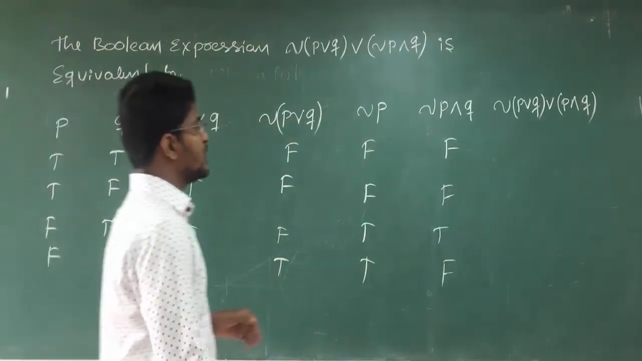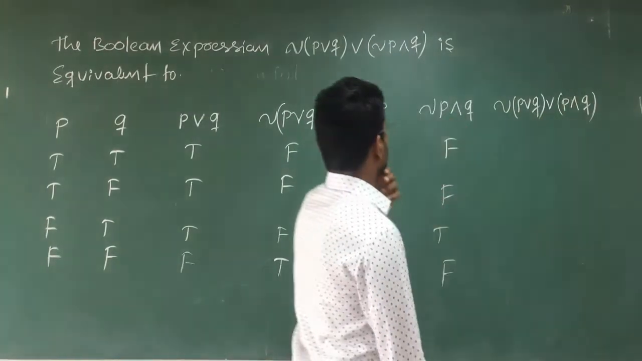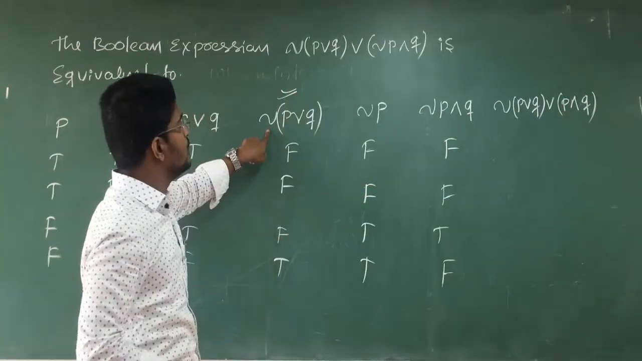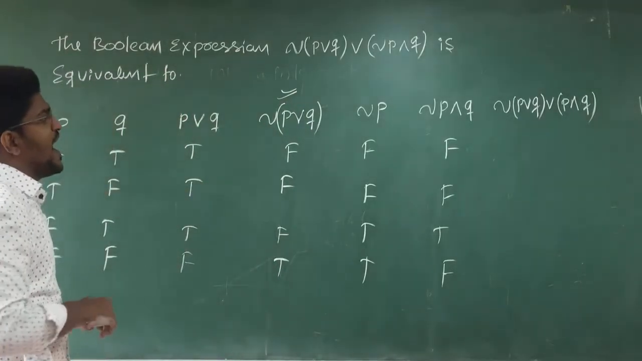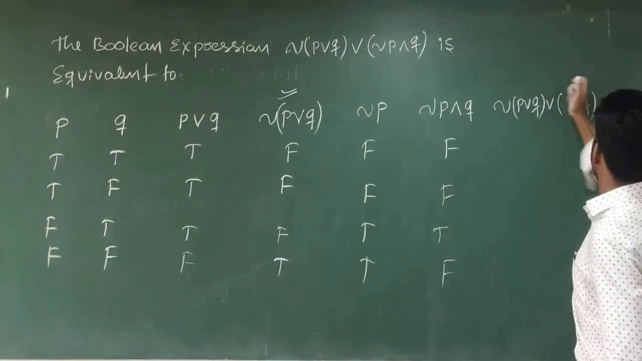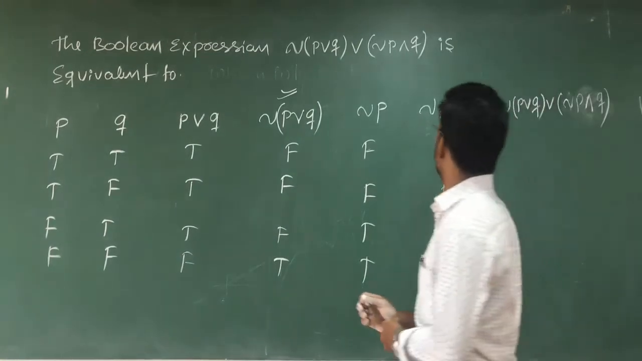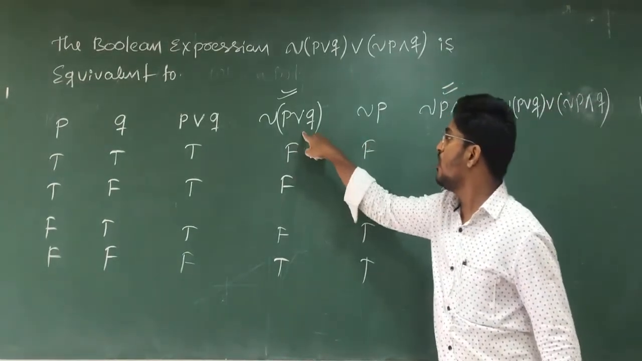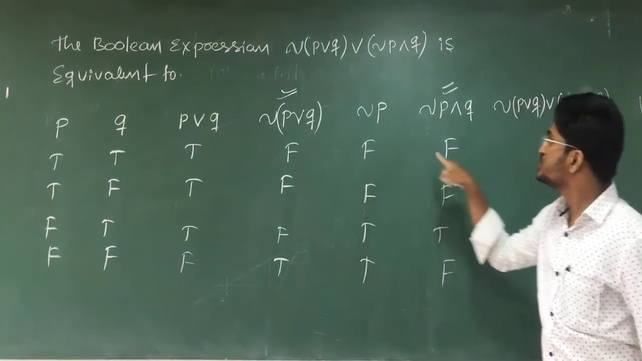Okay. So now what you need? Negation of P or Q, or what they need? They need negation of P and Q. Negation of P and Q is this statement. Clear? So negation of P or Q, or negation of P and Q. Clear? So these two statements.